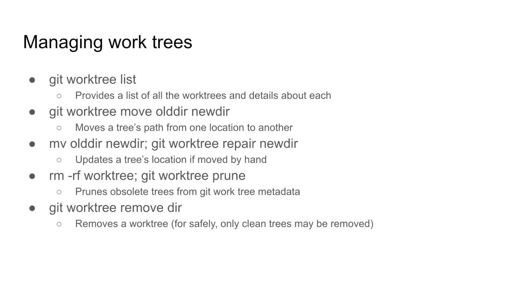If you remove a root work tree just by removing the directory, you'll need to prune it so it's out of the list. Or you can use git worktree remove, which is actually what I would recommend, because it makes sure that the directory is clean and there's no weirdness that it can detect before it removes it, so that it's safe and you don't lose any changes.